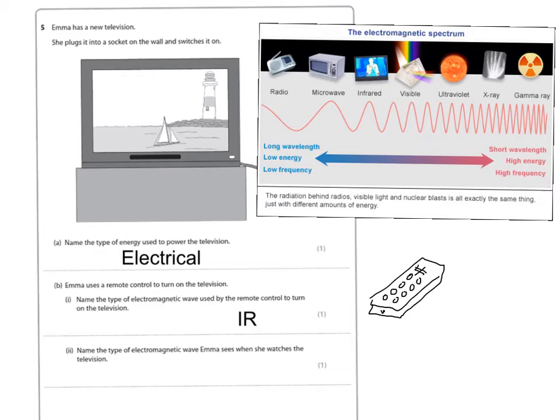A TV remote has got infrared waves coming out, and that sends a signal to the TV in order to turn it on or off or turn the volume up or down. If we're going to watch TV, then we need to be using the visible spectrum. Here it is in this diagram here. Red, orange, yellow, green, blue, indigo and violet. That's the electromagnetic waves seen by our eyes.